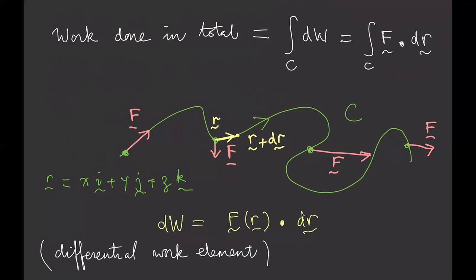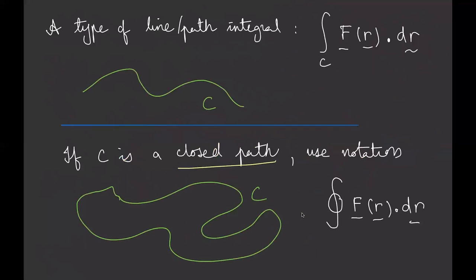Right now, remember that F is varying depending on where we are in space, so it's itself a function of the location r as well. So here's what we have now. Here's a type of integral, and we're going to call this a line integral. You might also call this a path integral, but generally this C here is just any old curve in space. So you have this sort of integral, and there's a dot product there.